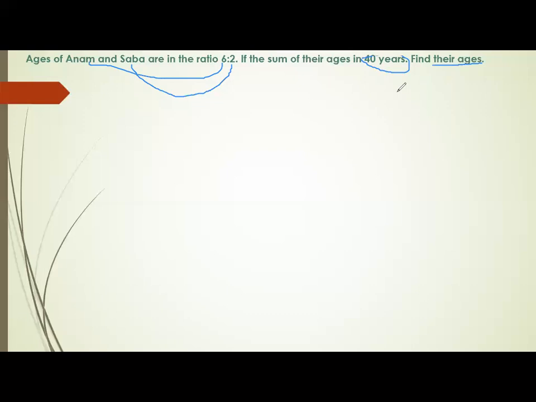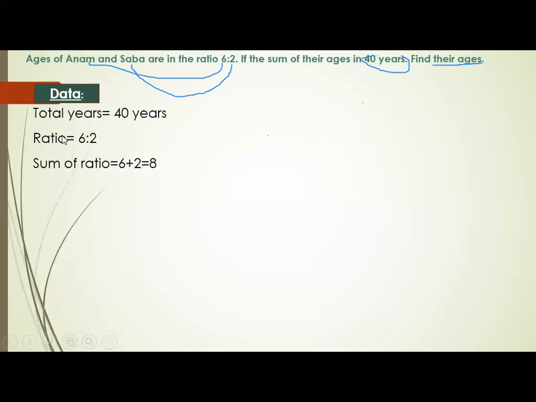Now, in the data, we can write not total amount, we can write total years. Here we can write in the data total years is 40 years. Okay, 40 years are given. Ratio is given, that is 6:2. And if we add these two numbers, we get the sum of ratio, that is equal to 8. Okay, we get the total years, ratio and sum of ratio.